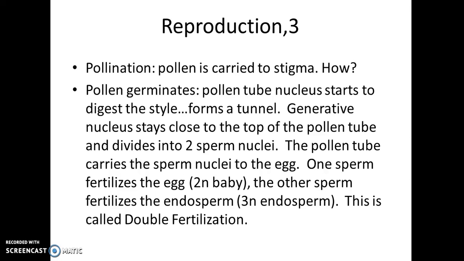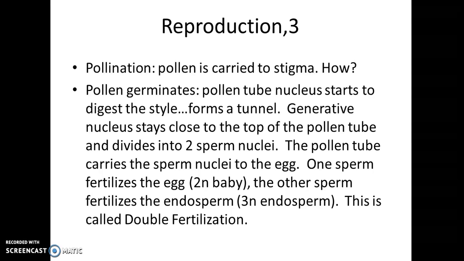Right? So pollination, the pollen, when it lands on the stigma, will germinate. So the pollen tube nucleus starts to digest the style, and it forms a tunnel, and that tunnel is called the pollen tube. The generative nucleus stays close to the end of the pollen tube, but divides into 2 sperm nuclei. So the pollen tube nucleus is just eating its way through the style.